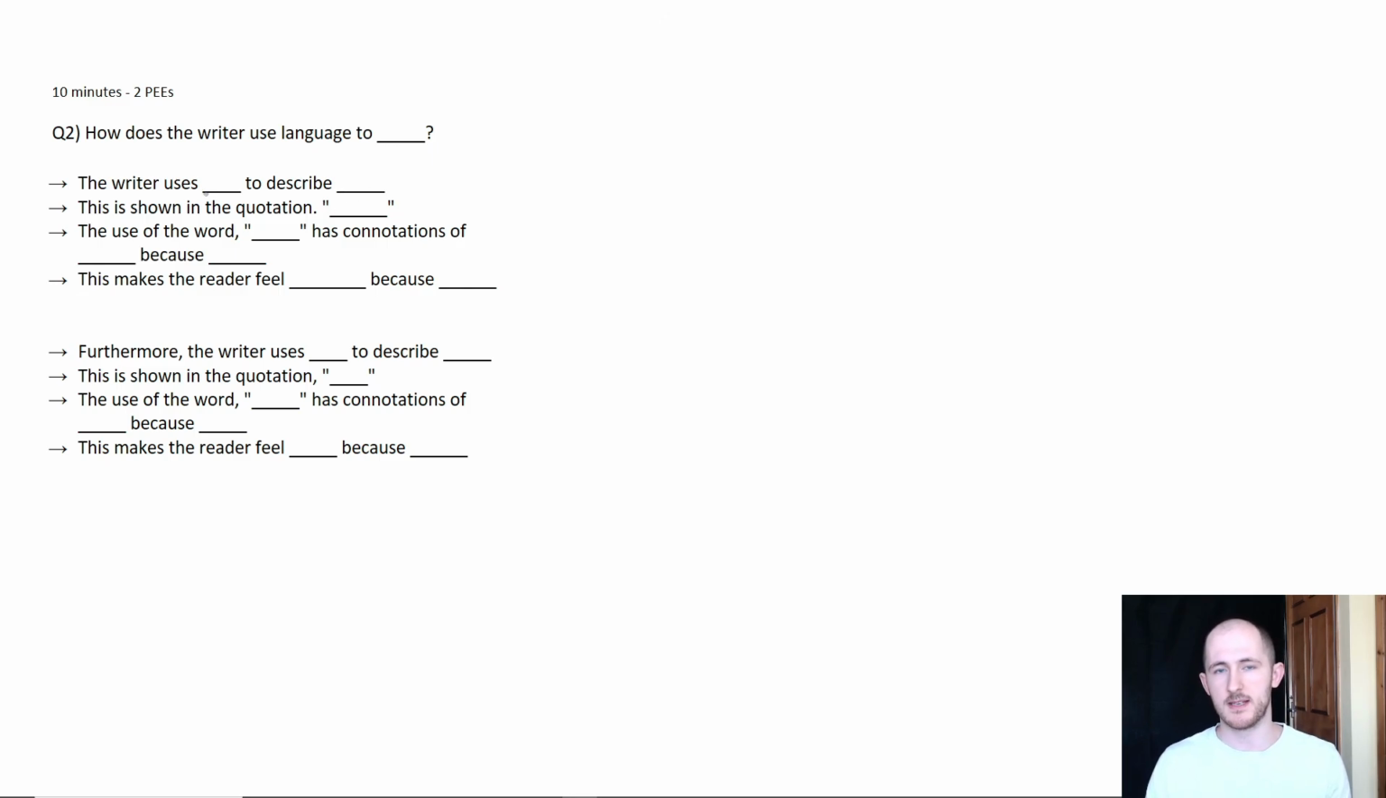So the writer uses a metaphor, or it could be pathetic fallacy. It could be that it's raining, for example, or it could be that it's very cold outside, so it feels isolating. They're shut inside, for example, to describe the person's isolation or loneliness. This is shown in the quotation, then you're literally just going to quote where that word or language device has been used. The use of the word something has connotations of, because, so that's a really important thing.